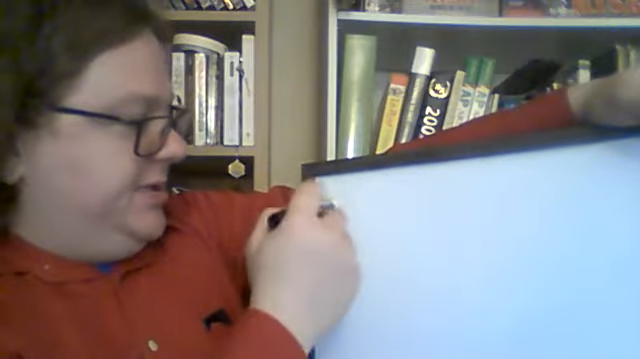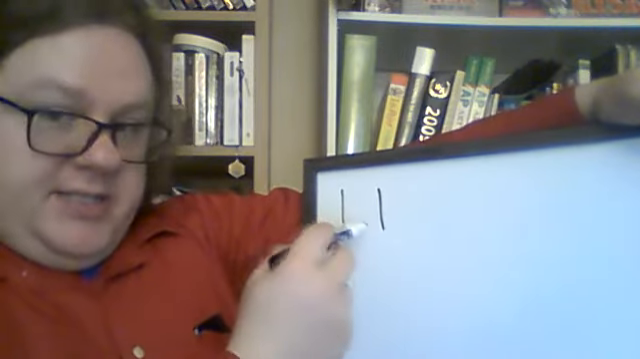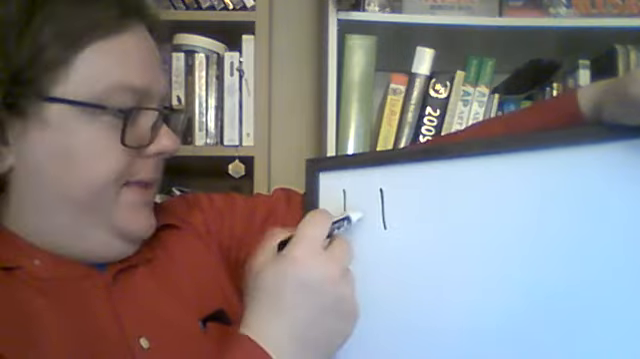Let's hit lesson 1.4, absolute value. Okay, absolute value is a little strange. The idea is it's going to look like this. You're going to have two straight lines and then something on the inside.